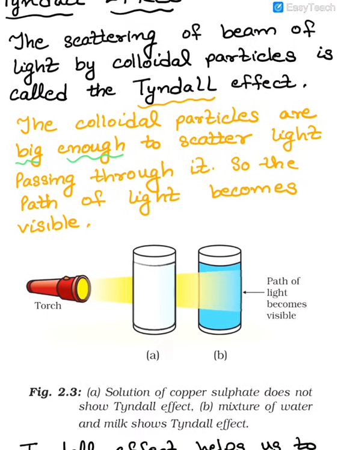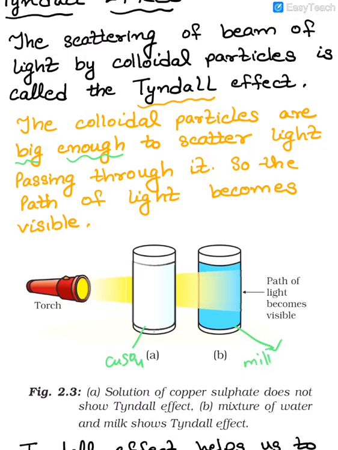Figure A is a true solution, that is copper sulfate solution, and this is milk with water. So it is a mixture of milk plus water. When you have milk and water, you can see the light is passing through it. Can you see this light passing through milk and water? Yes, but the light is not passing through the copper sulfate solution. What is the reason behind this? It is the Tyndall effect.